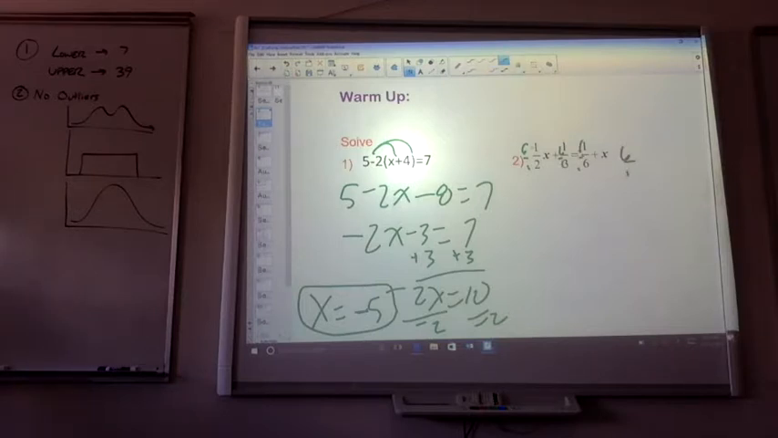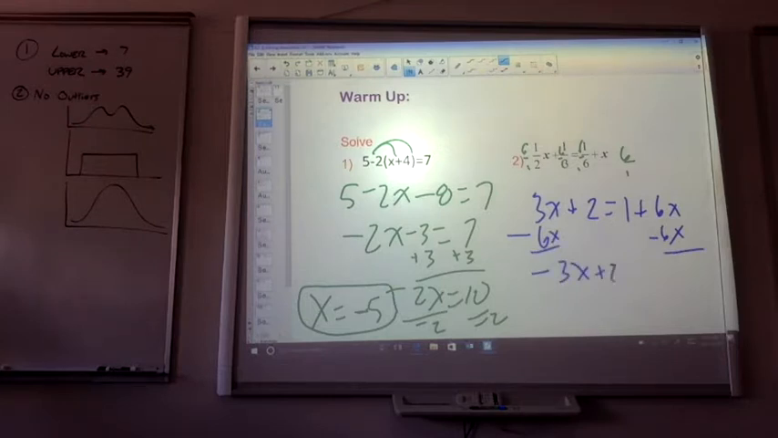All right. 6 times half is 3, and the x comes down, plus comes down. A third of 6 is 2. 6 over 1 and 6, those cancel out, so I get 1 plus 6x. Let's see, maybe subtract 6x from both sides. 3x plus 2 equals 1.